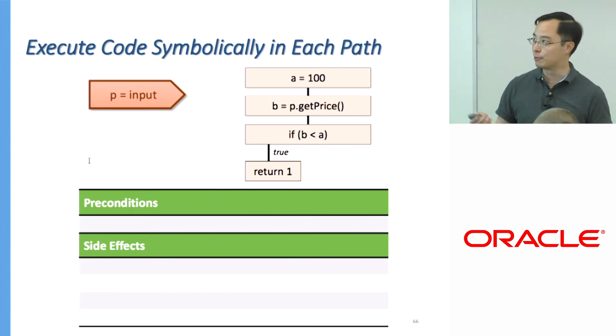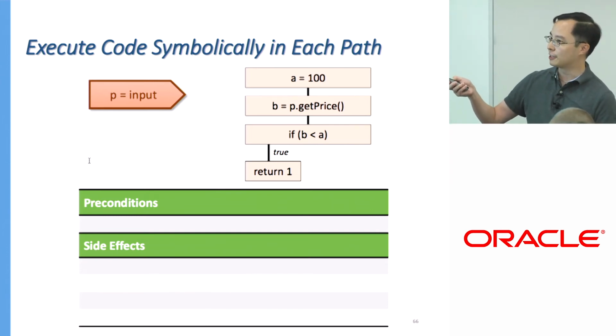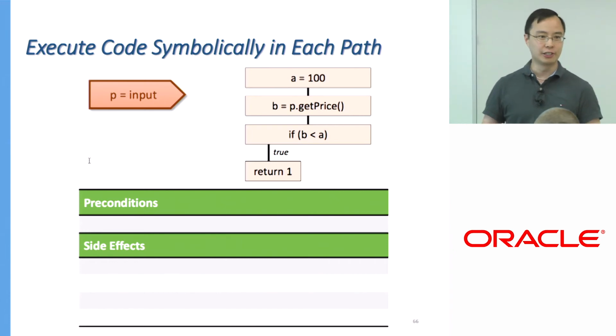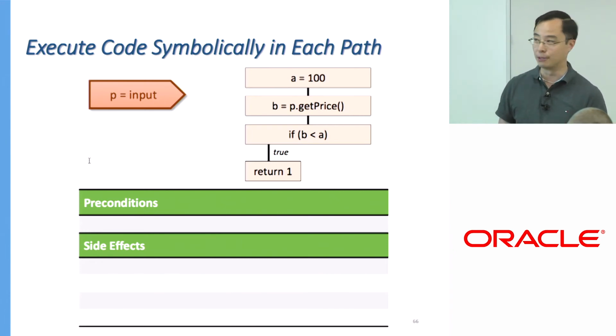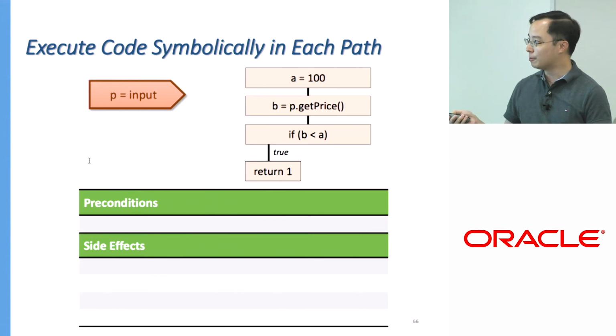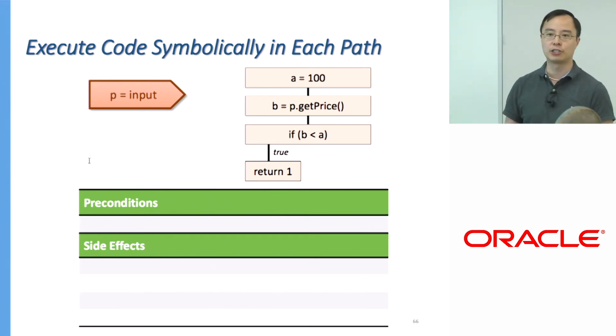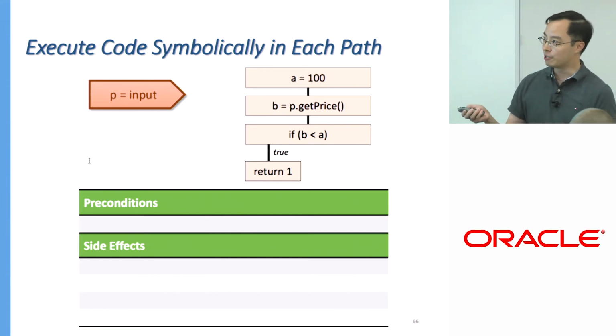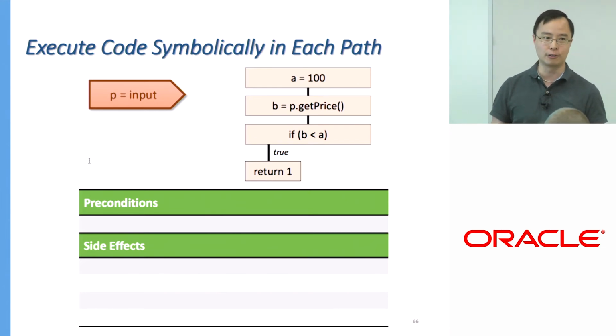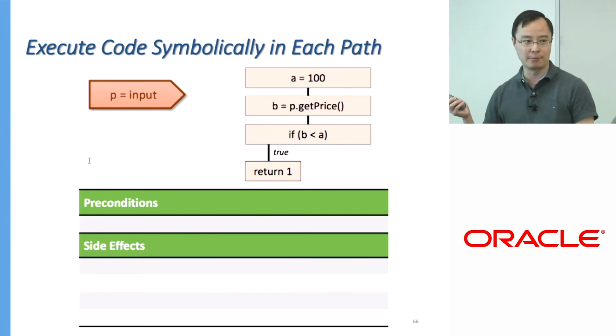And then we can use the same approach. Once we have a path, it's basically just a straight line set of instructions, so we can use the symbolic execution that we did before. It's a little bit different, though, in that not only do we want to track the side effects, we also want to track the preconditions. The preconditions are the conditions that have to hold in order for this path to be executed.